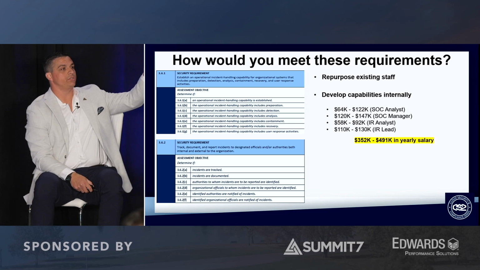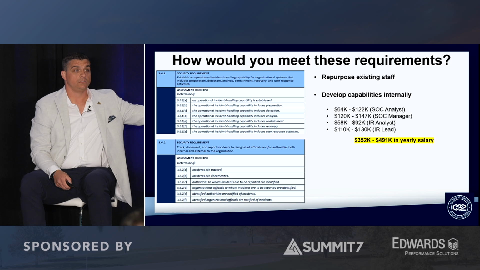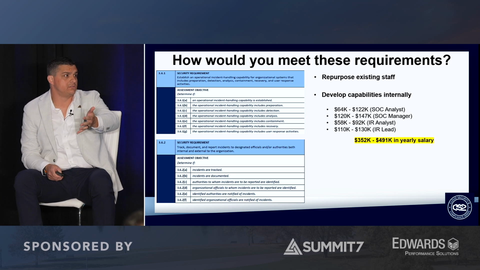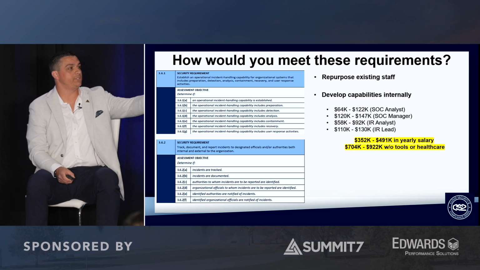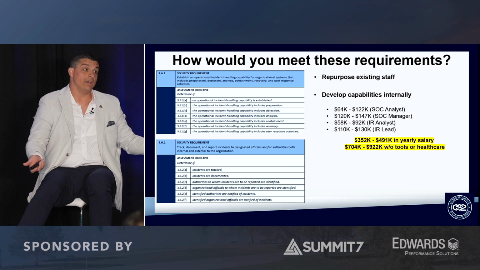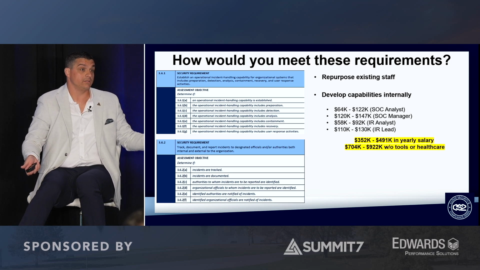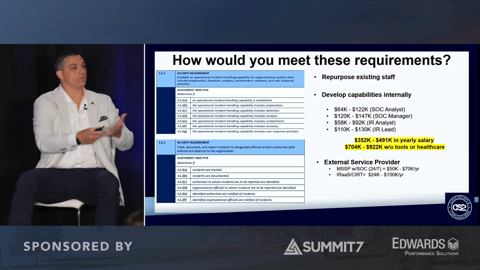But that's if you have one person doing it. We just said cybersecurity and incident response is not 9 to 5. So you would have to have at least 2 people in each of these, right? And so that's $704,000, $922,000, and that's without the tools that they need to perform the tasks that they're supposed to do, and then healthcare, because if you own a business, you understand healthcare is a little expensive. Or you would go to an external service provider, and most organizations in the DIB are doing that.